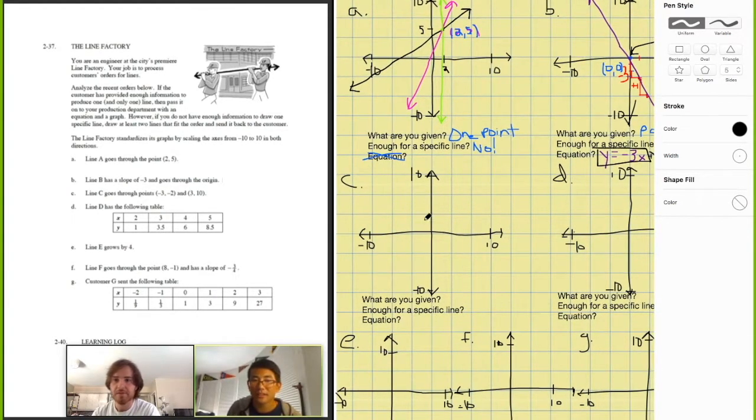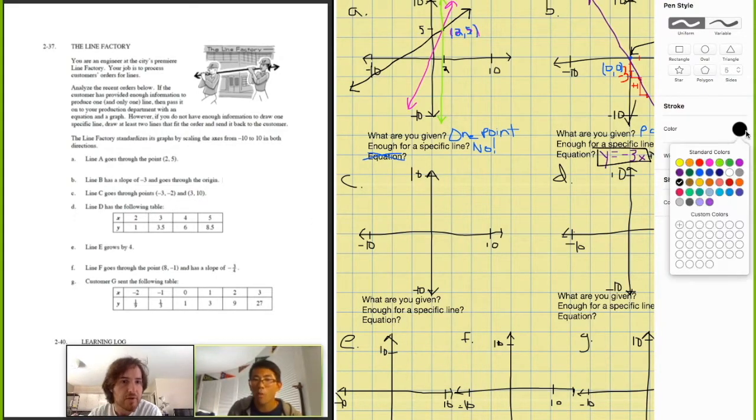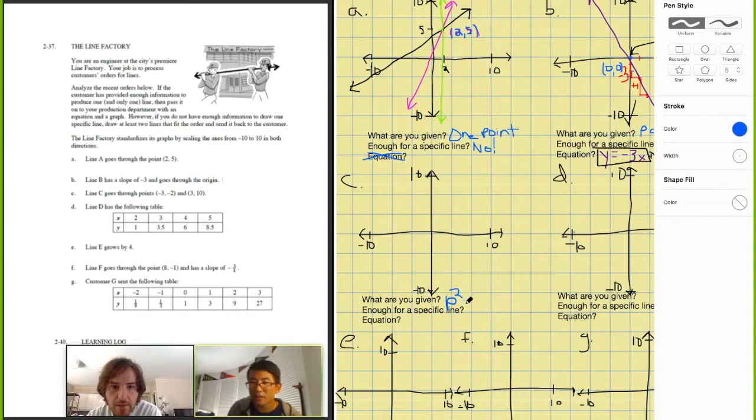Let's see if C has the opportunity to give us a specific line right here. What are we given here? I like starting with what we're given, and then we can decide if that's enough. So we're given 2 points right here. Let's go ahead and write that down. 2 points. So -3, -2 is 1 point. And here we're given 2 locations, right? A point's just coordinates on the graph.